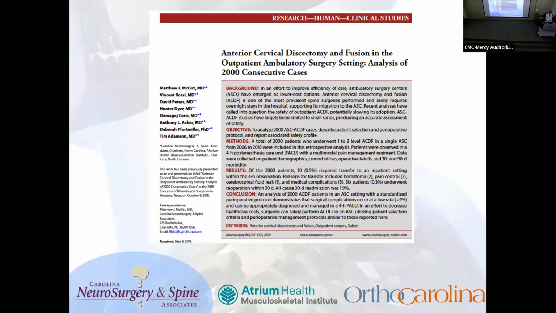Despite that publication, there were still a lot of naysayers in the general public and even in the medical community who thought it was sort of crazy to be doing ACDFs in an ASC. And so a few years later, we updated our data with our first 2,000 patients and found similar results. Inpatient transfer rates of less than 1%, 90-day readmission rates less than 2%. And so we thought this was very convincing evidence that if you have a team that's bought in and very standardized perioperative protocols, you can do this very safely and very feasibly.